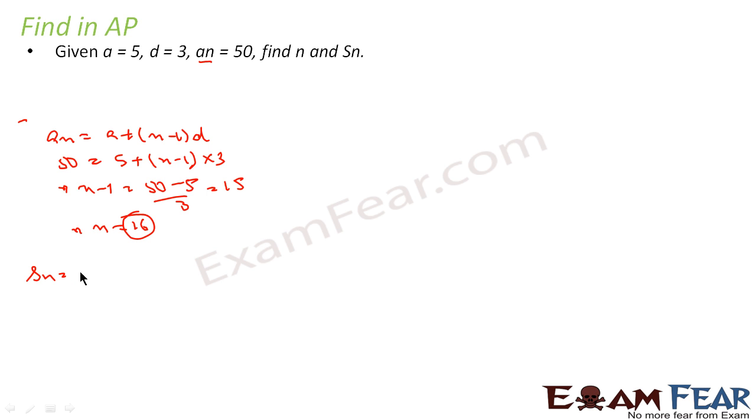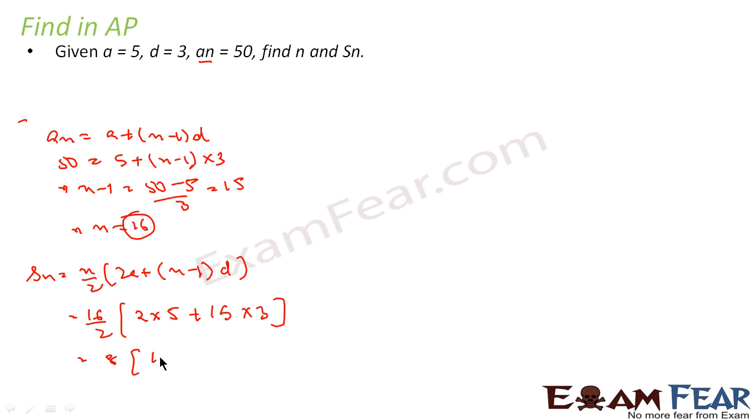Sn is nothing but n by 2 into (2a plus (n minus 1)d), correct? Same formula. n is 16, so 16 by 2 into (2a, a is 5, plus n minus 1, which is 15 now because n is 16, into d, which is 3). So I get 8 into (10 plus 45). That is 55 into 8, and that is nothing but 440, and that is my answer.